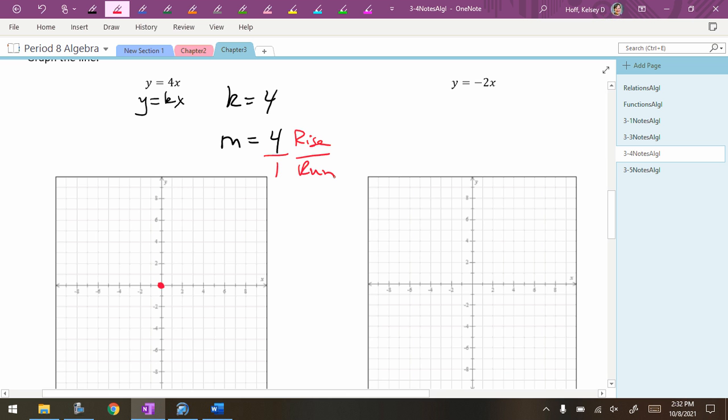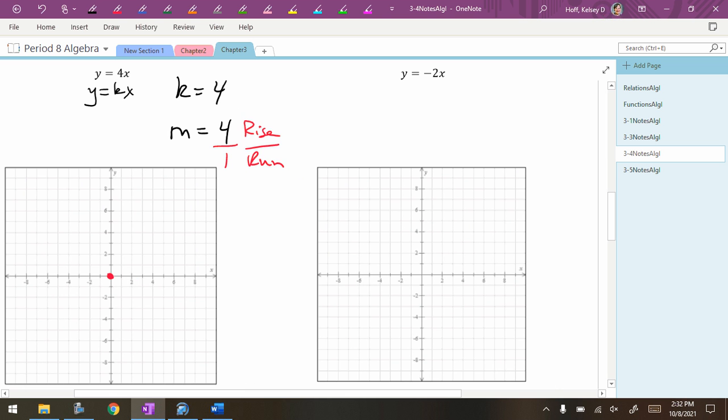And when I say rise, what two directions does that number guide us to go? Either up or down. And run tells us to go either left or right. And how do you know if it means up or down or left or right? Negative or positive. Perfect. Great answers. So if I have a positive 4 in my rise, what's that telling me to do? Go up 4. If I have a positive 1 in my run, I'm going right 1. So from 0, 0, go up 4, right 1, put a dot.